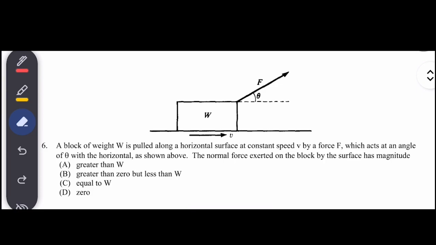Today we'll be going over question 6 in the AP Physics 1 MIT workbook. That'll be in the description down below for you guys to follow along. With that being said, let's go on with the question.